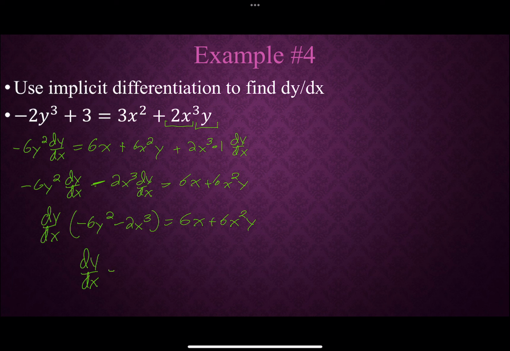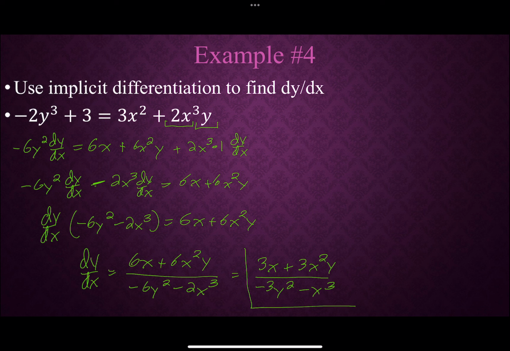So we divide all that over. We get the 6x plus 6x squared y up top. Negative 6y squared minus 2x cubed on the bottom. So this one does not have an x in common everywhere because while there's an x in 3 spots, it's not there for the negative 6y squared, so I can't divide by x's, but 6, 6, negative 6, and negative 2 can all divide by 2. So this would become a 3x plus 3x squared y over negative 3y squared minus x cubed. That's our dy/dx value.